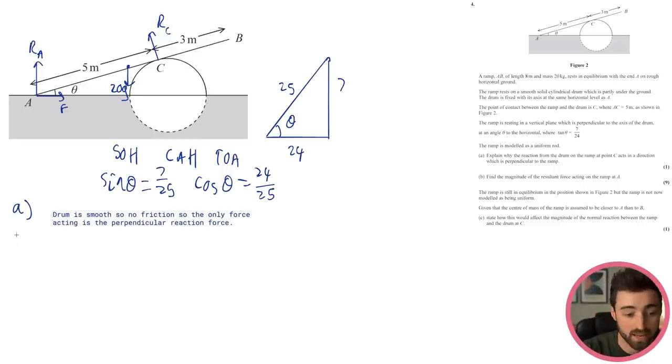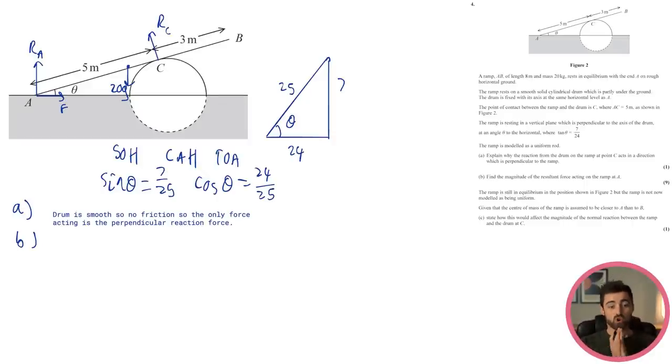Cool. Part B. Okay, so it looks like you're now into the meat of the question. It says, find the magnitude of the resultant force acting on the ramp at A. So that's that reaction that I was just talking about. I've got a friction going this way and a reaction going up, so the resultant is going to be something around here. To get that, I'm going to need the RA, I'm going to need the F, and then I can work out the resultant doing a bit of Pythagoras, but we'll cross that bridge when we come to it.